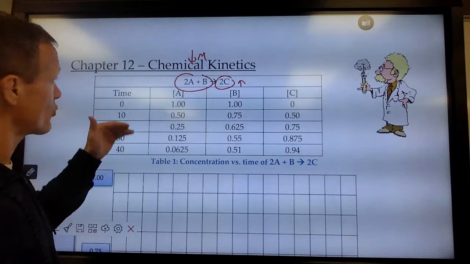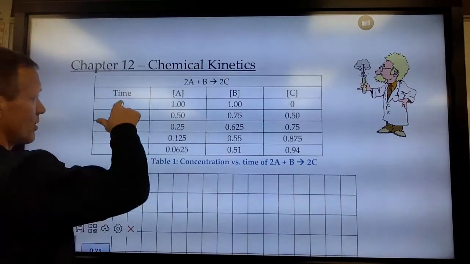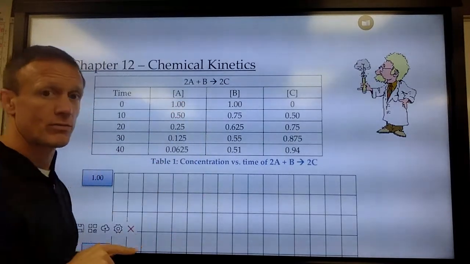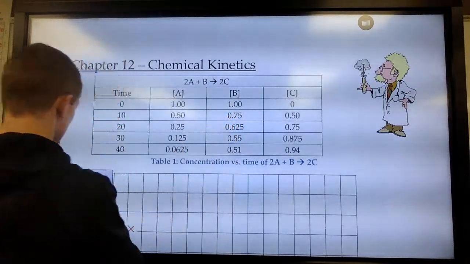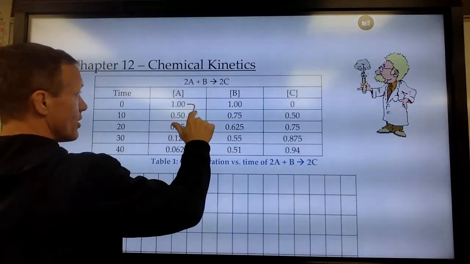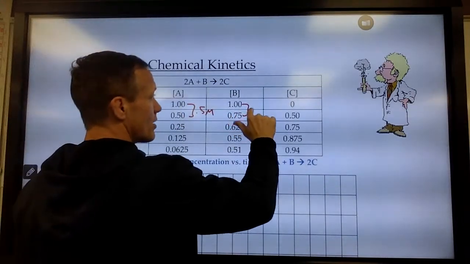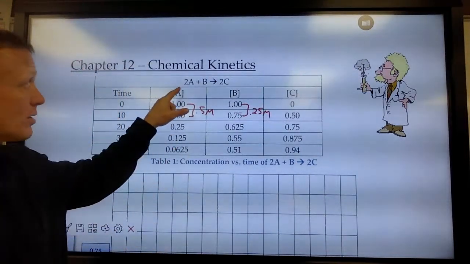If we look at after the first 10 seconds, so in 10 seconds time, this goes from 1 molar to 0.5 molar. This only goes from 1 molar to 0.75 molar. So if we look at our change here, this changed by 0.5 molar, this changed by 0.25 molar, which should make some sense according to the coefficients up here.